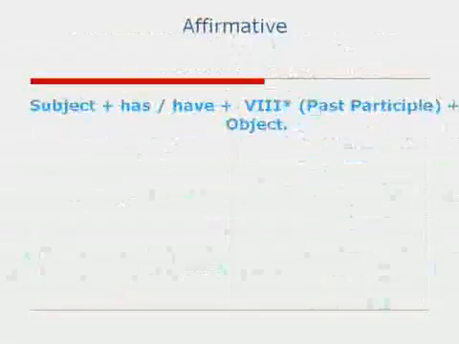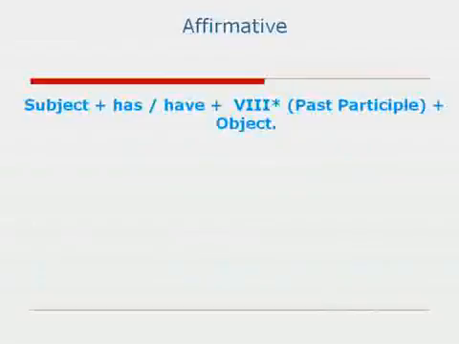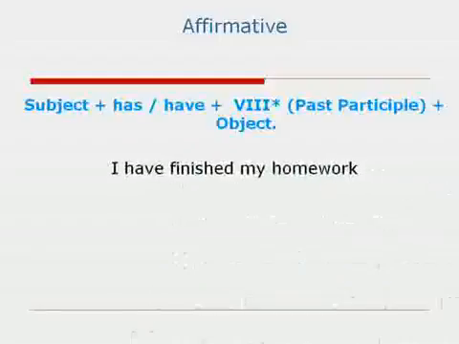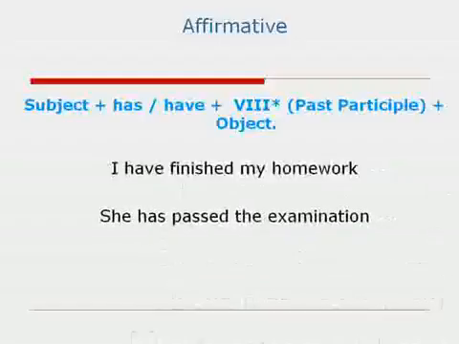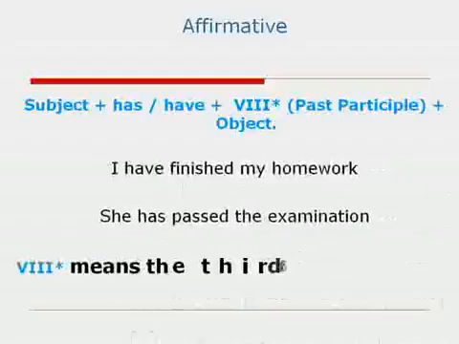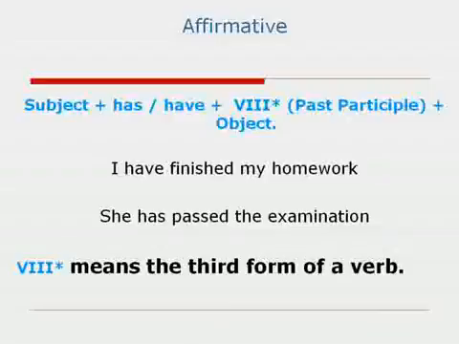Now we look at structure of present perfect tense. So first of all, affirmative: subject plus has or have plus third form of a verb, that's past participle, plus object. I have finished my homework. Another example, she has passed the examination. So this V3 actually stands for third form of a verb.